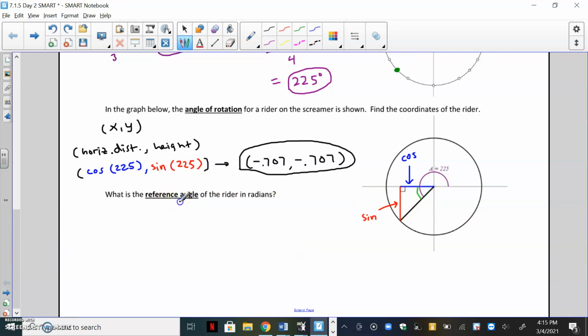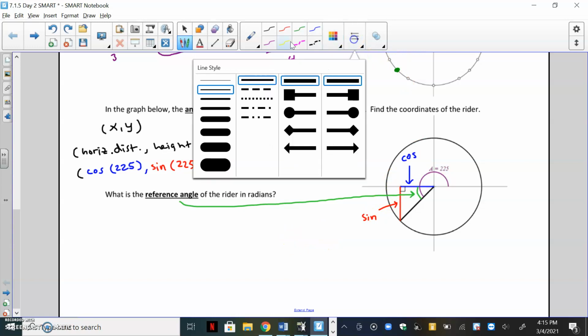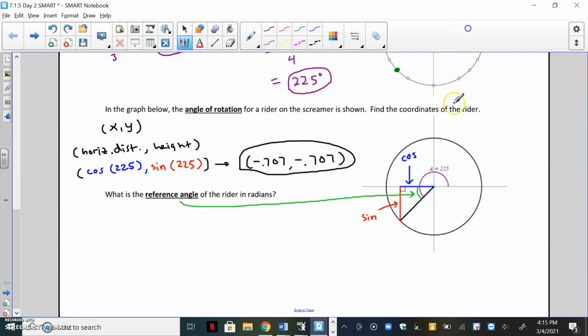So, let me draw that a little better. To get that angle, I just have to use a little bit of logic. I know that my big angle is 225. So by the time I get here, I reach 225 degrees. I also know that here is 180. And so I can recognize that this angle is the space between 225 and 180. So all I have to do is 225 minus 180, and this gives us a 45-degree reference angle.